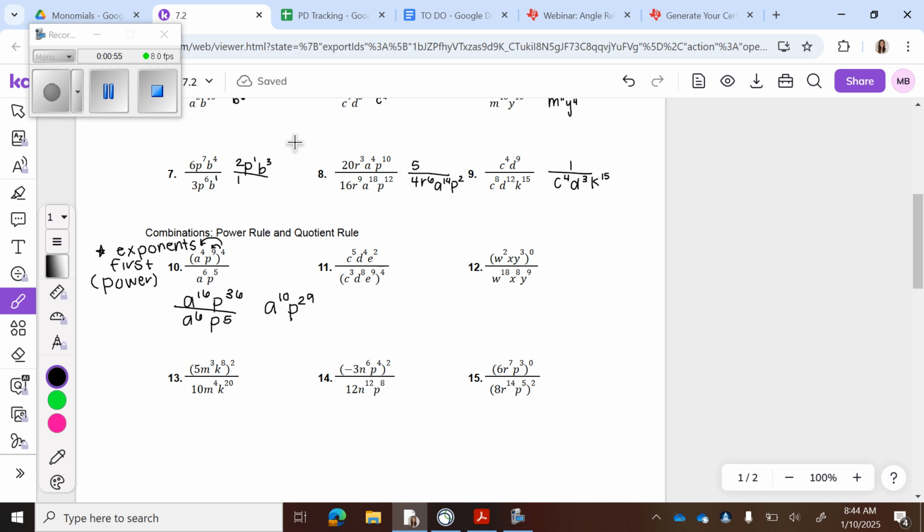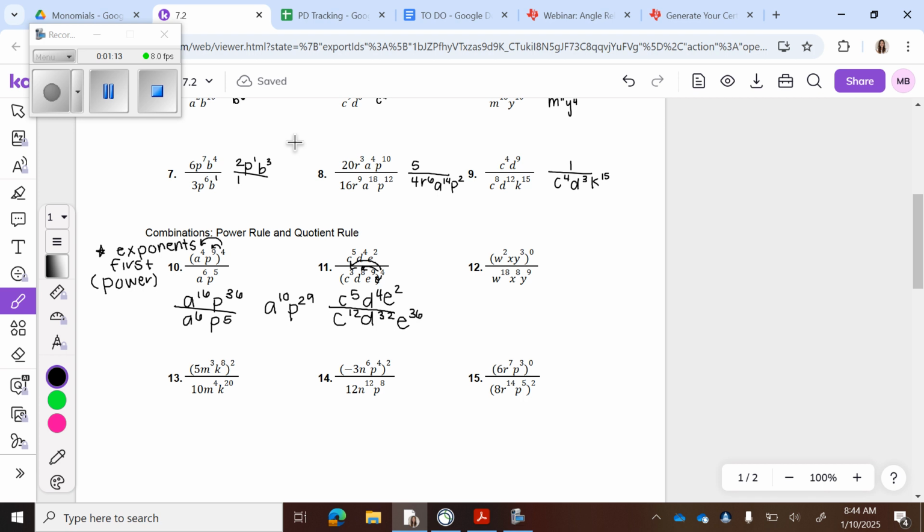Okay, number 11, again, exponents first or the power rule first, so we're going to distribute my exponent. My numerator is going to stay the same, and my denominator is going to become c to the 12th, d to the 32nd, and e to the 36th.